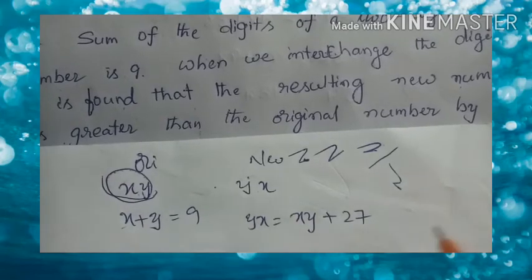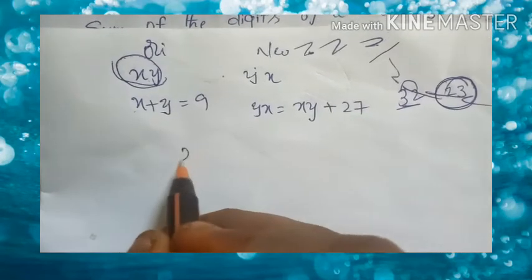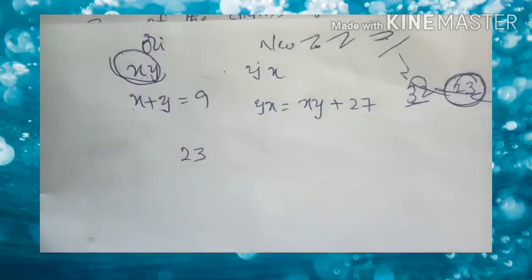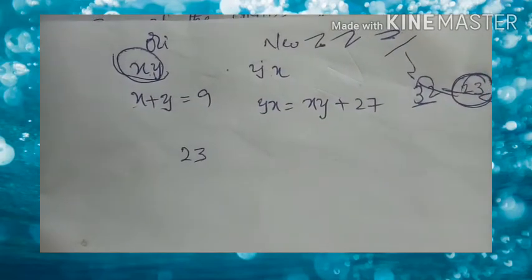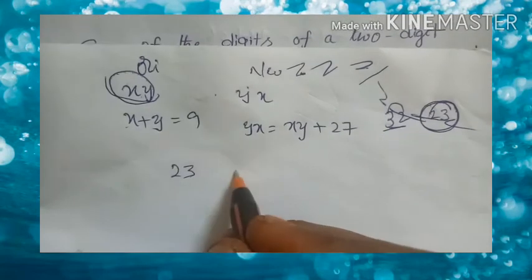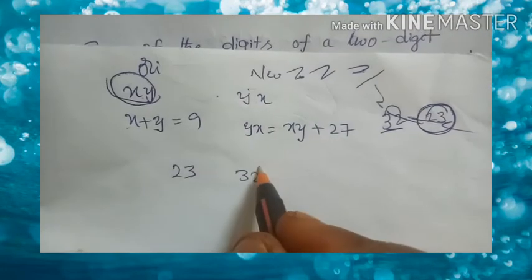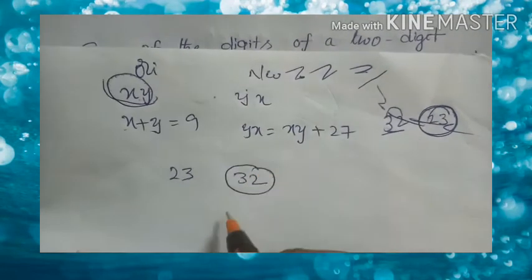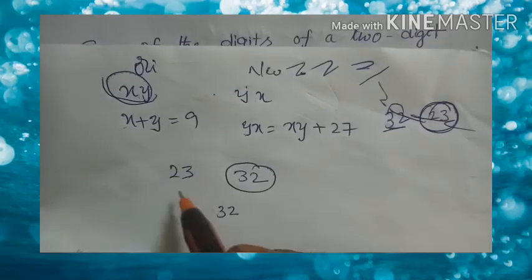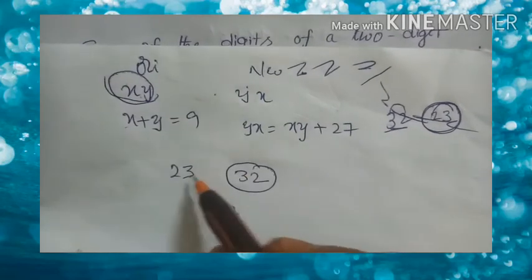That means if you interchange, suppose take 23. It is the original number. If you interchange, it becomes 32. Yes or no? So here it is saying that the second number, that means 32, is the greater number.